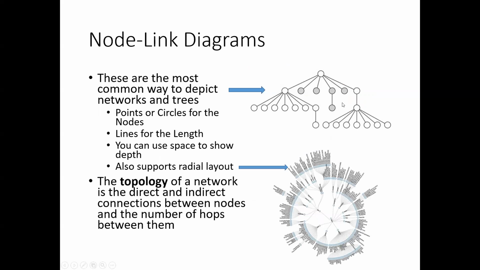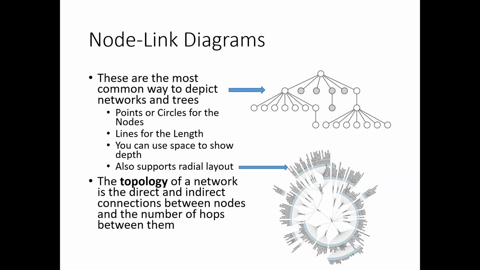And these are the most common way to depict networks and trees. And so the points or circles are the nodes, and lines can be used for links, although they're frequently equidistant. You can also use space to show depth if you want to use more channels, but typically they tend to be equidistant, at least in computer science visualization.